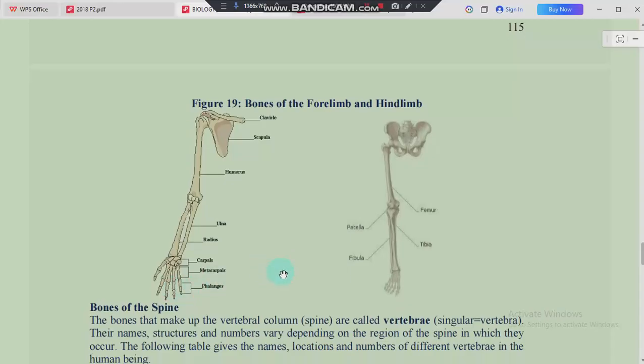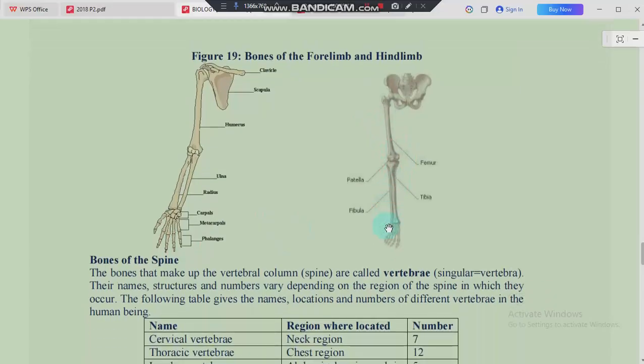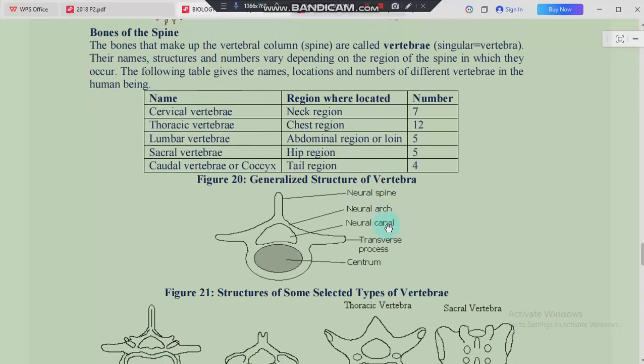All right, so when we talk about the lower limb, we have our femur, our patella, which is found there, our tibia, and then our fibula there. Let's now talk about the bones of the spine. The bones of the spine make up the vertebral column.